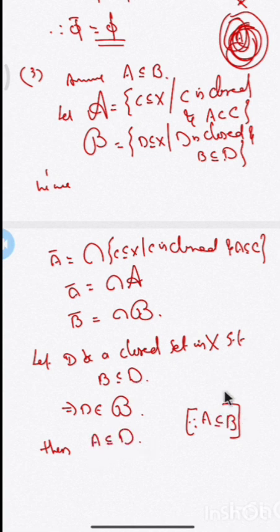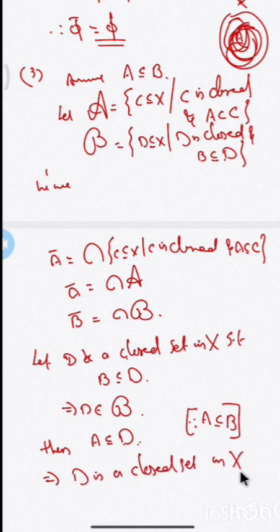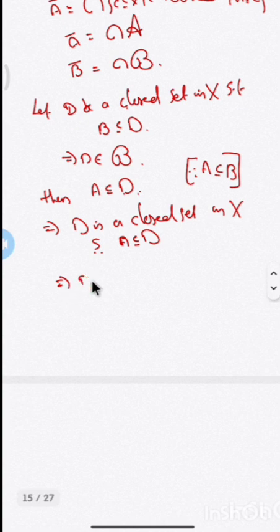Because A is contained in B and B is contained in D, what do you get? It implies D is a closed set in X which contains A. When you have a closed set which contains A, then that set belongs to our collection script A, the collection of closed sets containing A. Therefore, D is an element in script A.